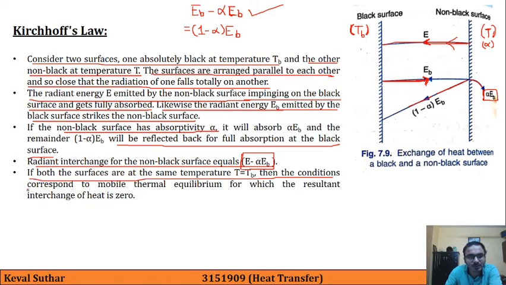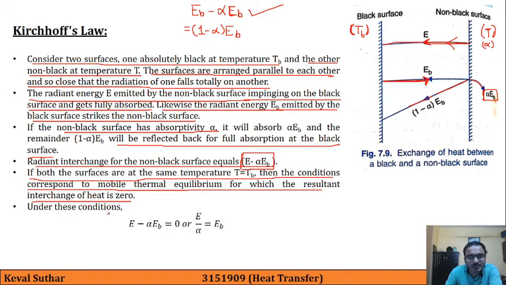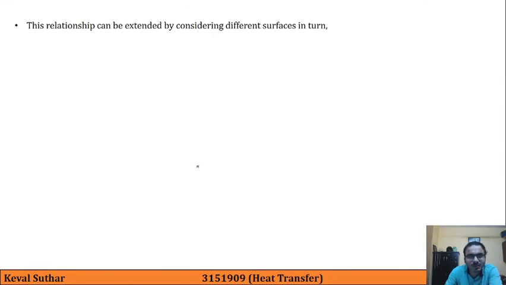then the conditions corresponding to mobile thermal equilibrium for which the resultant interchange of heat is 0. In such case, E, that is this portion, if the temperature is same, then E minus alpha EB is equal to 0, so E upon alpha is equal to EB. This relationship can be extended by considering different surfaces in turn. That is E1 upon alpha 1 equal to E2 upon alpha 2 equal to E3 upon alpha 3 or so on, EB upon alpha B.